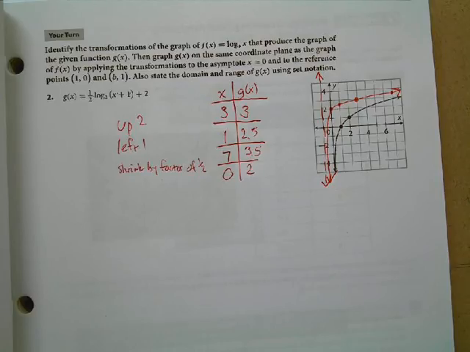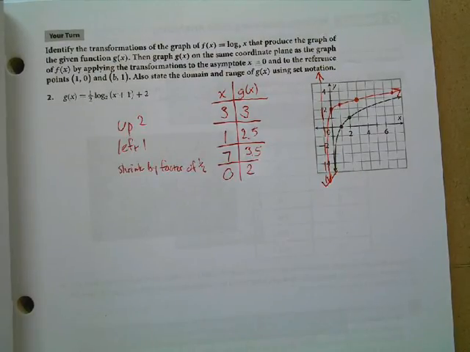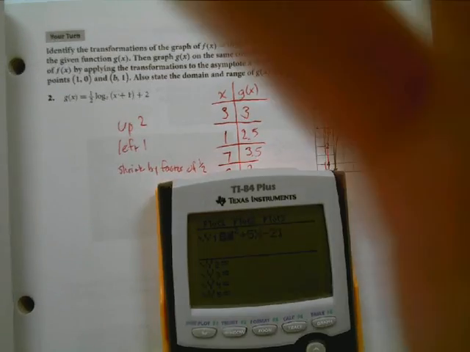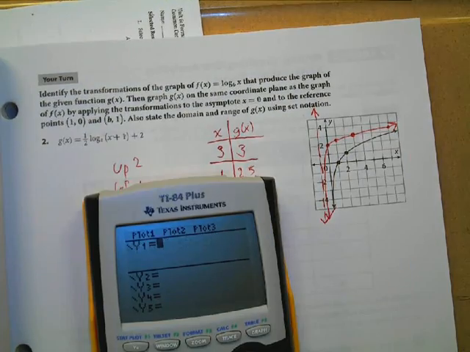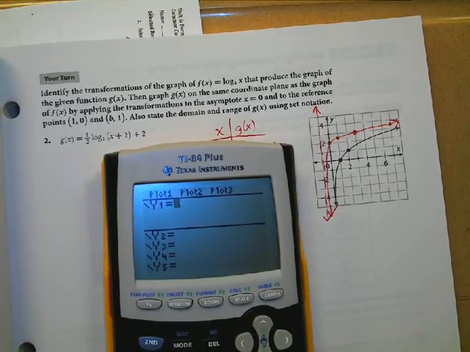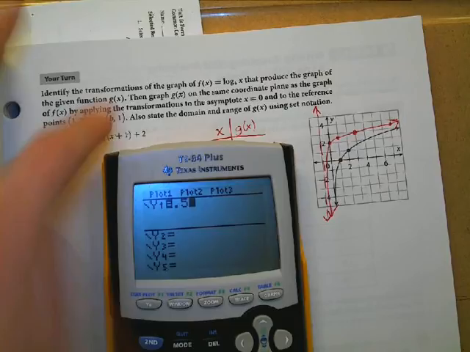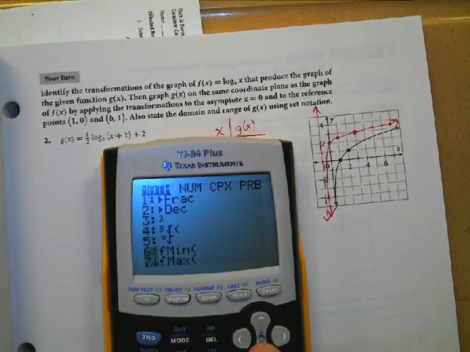To graph this, we're going to do the 0.5, and then we have to type in log base 2 of x plus 1. For those of you that have the nicer, newer calculators, if you press the math button and scroll all the way down to that log base, you can type in log base 2 of the x plus 1, like that, and then plus 2. And then you can graph it.